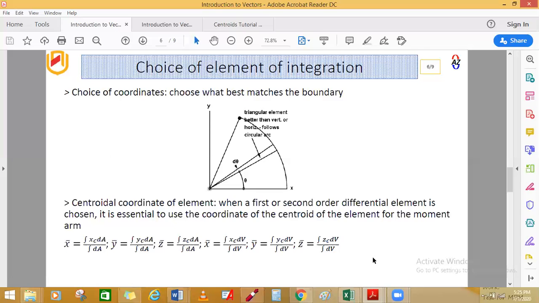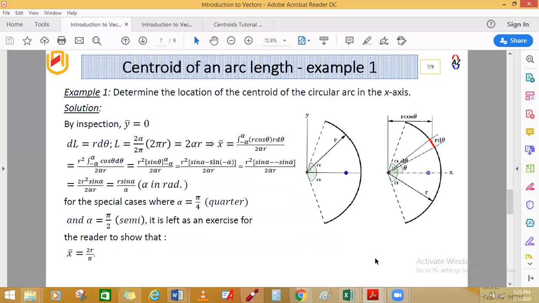Okay, so it's not far from what we discussed previously. It's just the shape that changed. Otherwise, everything else is the same. Even these formulas are more or less the same. Actually, they're exactly the same. Okay, we can look at this example. Example 1 in here. What they are saying is determine the location of the centroid.